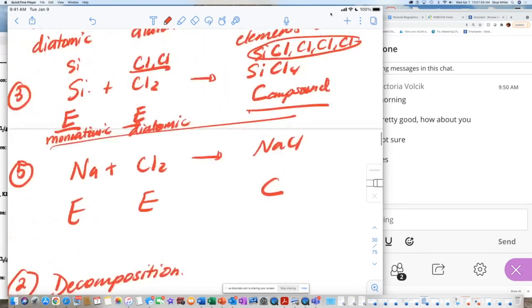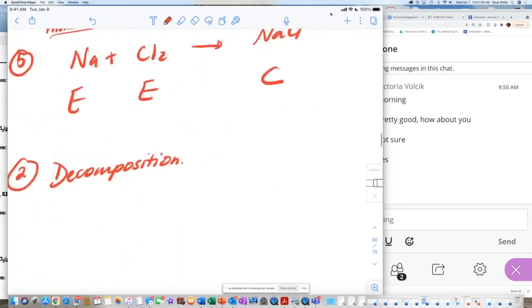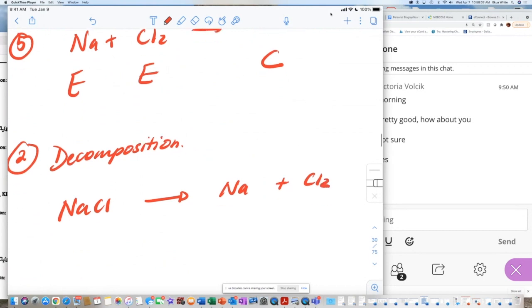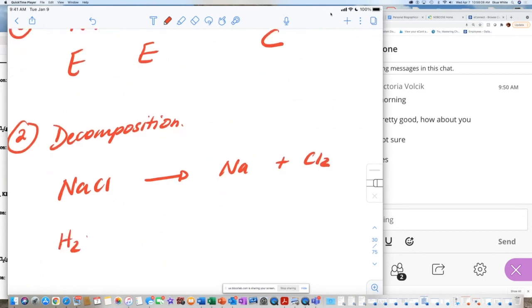So all we can do here is flip these. Let's go through and flip these. Sodium chloride, right? Decomposing to form sodium and chlorine. Just flip the first equation. Water decomposing to form hydrogen and oxygen.